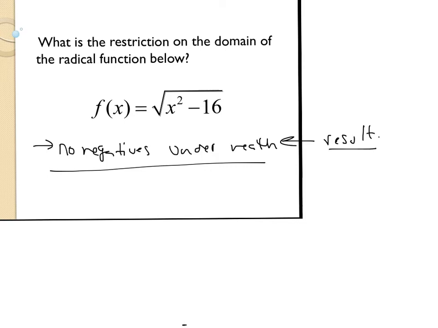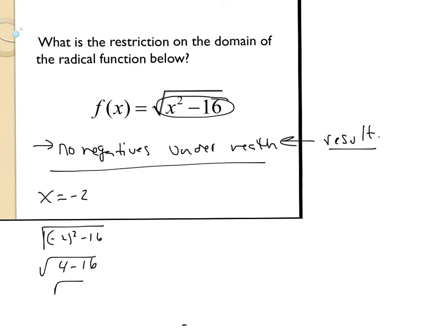Okay, so for example, I could put in potentially a negative number, but if the whole thing ends up being positive, then that's okay. So for example, if x was negative 2, that means I'd have negative 2 squared minus 16, so 4 minus 16, the square root of negative 12. Well, I can't do this. This isn't going to work.